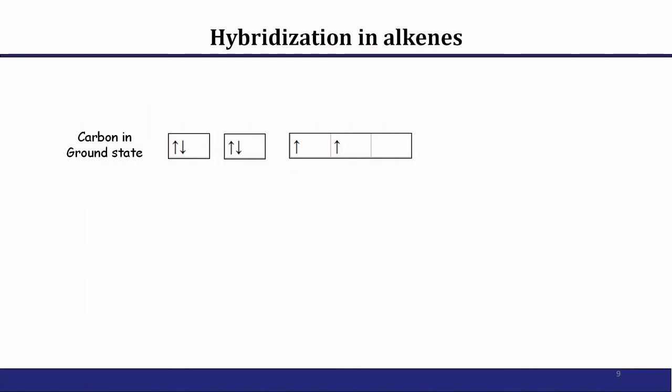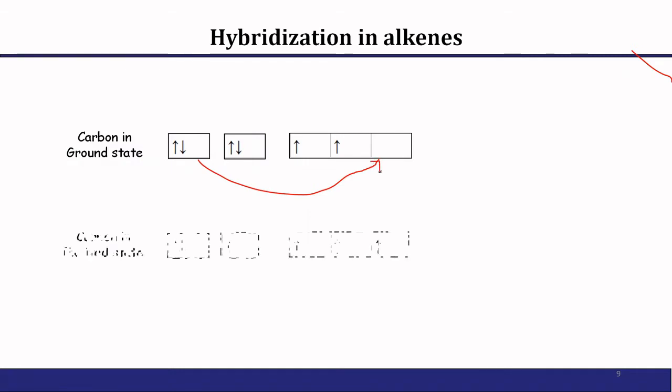The electronic configuration of carbon in the ground state is 1s2, 2s2, 2p2. When it absorbs energy, it goes to the excited state. One of the electrons from the 2s orbital is excited to the 2p orbital, the higher energy level. The general molecular formula for alkenes is CnH2n.